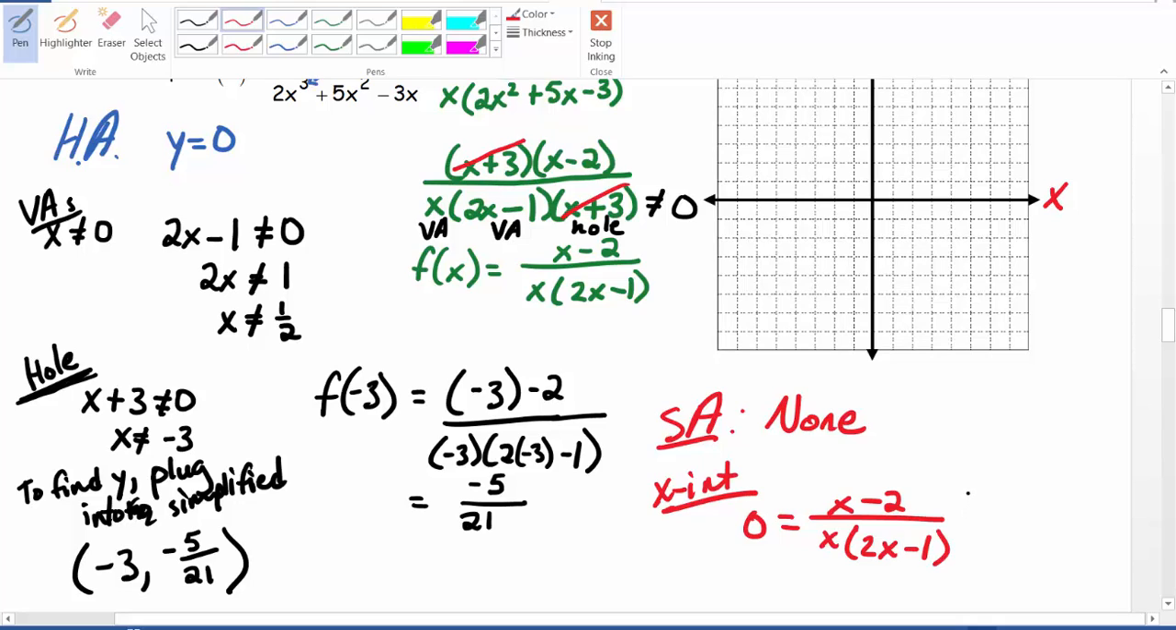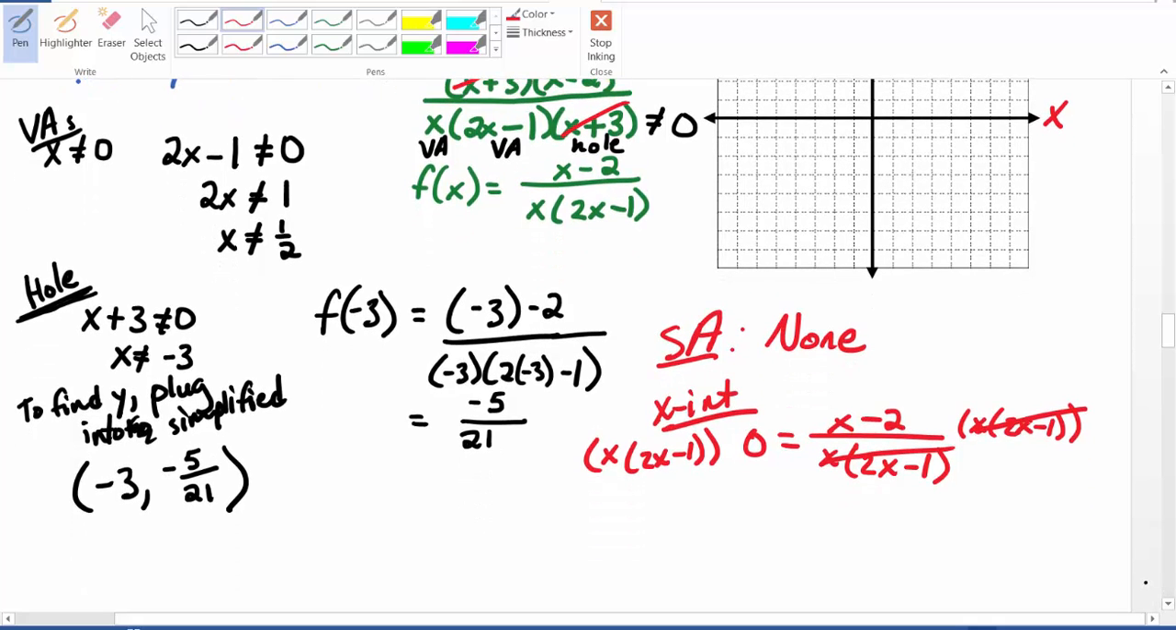If we multiply both sides by the entire bottom, we end up with x times (2x minus 1) on the right side, and we would also have to do the same thing on the left. On the right side, they will just cancel out. 0 times that x times (2x minus 1) still becomes 0, equal to x minus 2. So it looks like we will see an x-intercept at 2. So for our x-intercept, we will see one at (2, 0).